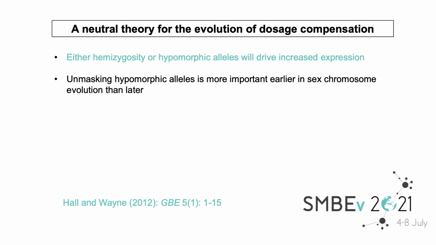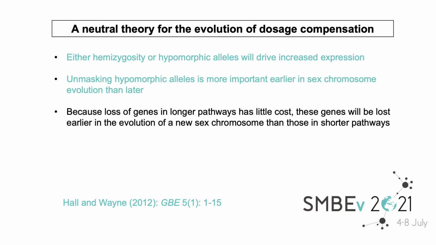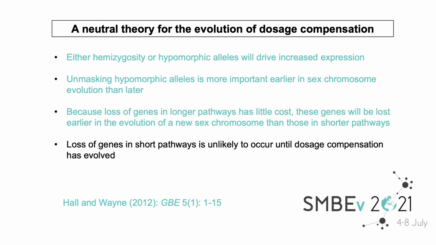Unmasking of hypomorphic alleles is more important for increasing expression earlier in sex chromosome evolution than later. And because the loss of genes in longer pathways has little cost, these genes will be lost earlier in the evolution of a new sex chromosome than those of shorter pathways. And in fact, the loss of genes in short pathways is unlikely to occur until dosage compensation has fully evolved.